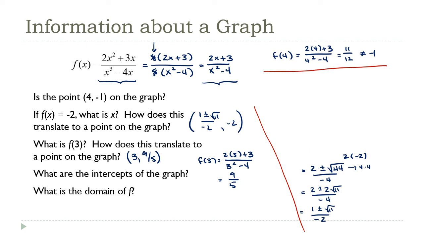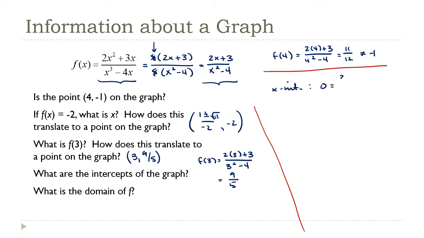All right, so remember how we find intercepts. To find the x-intercepts, we replace y with 0. So for the x-intercept, I'm going to replace y, that's the f of x, with 0. So this will be 0 equals 2x plus 3 over x squared minus 4. So clear the x squared minus 4, multiply both sides by it. 2x plus 3 equals 0. 2x equals negative 3. x is negative 3 halves. And there's my x-intercept.